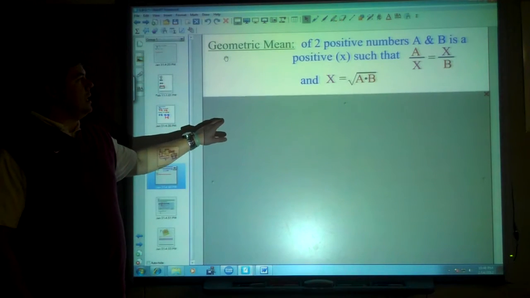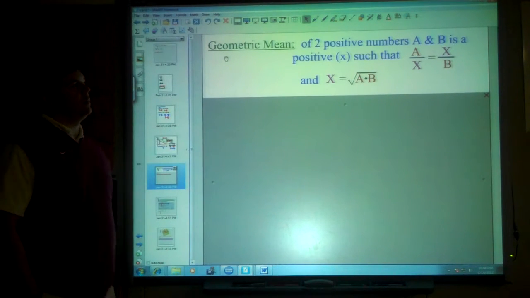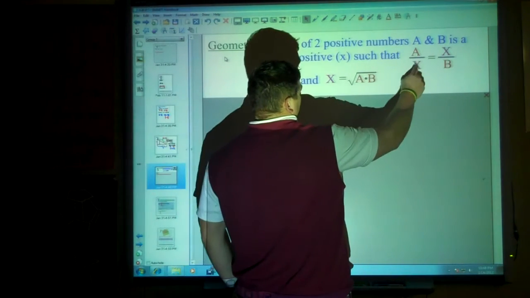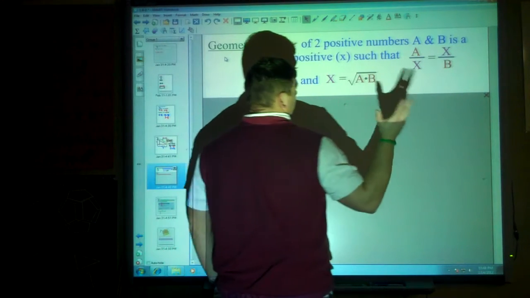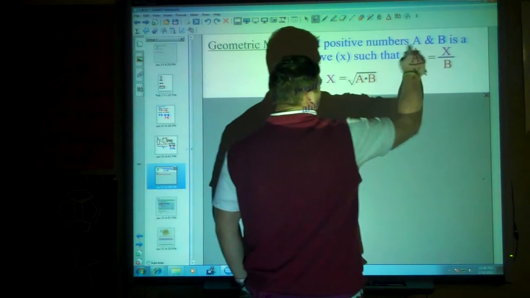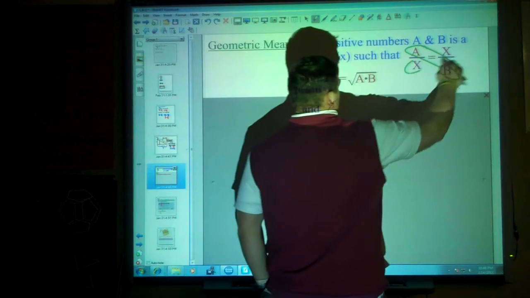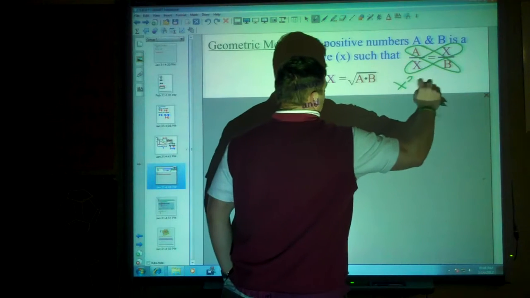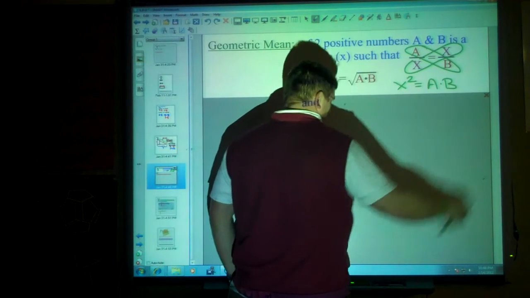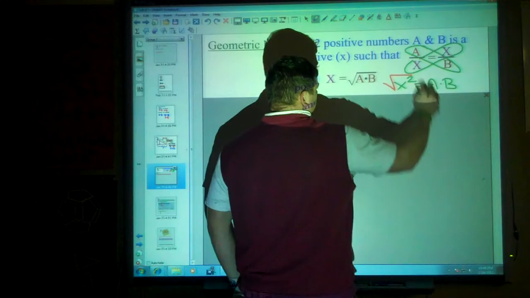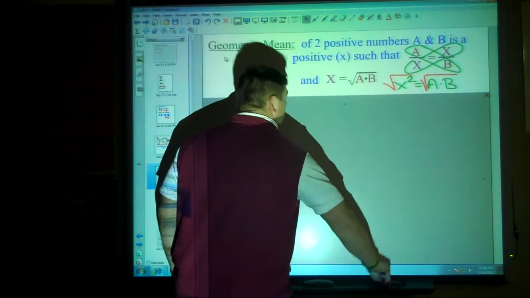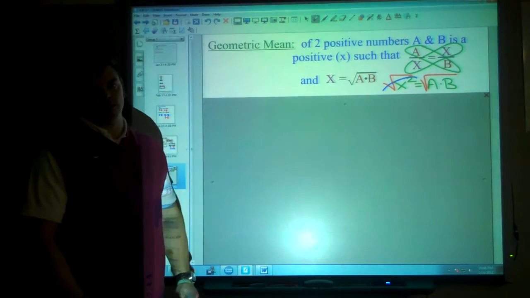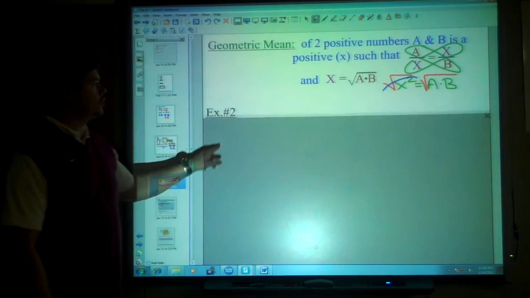All right, the geometric mean of two positive numbers a and b is a positive x such that a over x equals x over b. So if you take cross products, you get a times b and x times x, which makes x squared equal a times b. And if you want to get x alone, you would take the square root, and you would end up with x equal to the square root of a times b. So that's where it comes from. This is the geometric mean. So let's try it out.